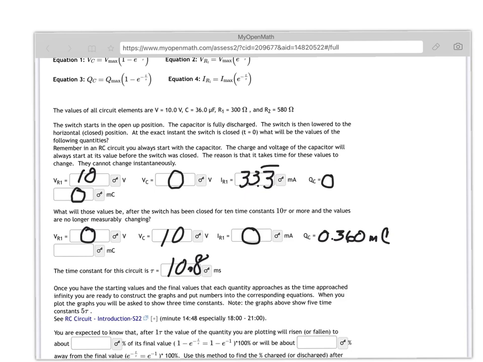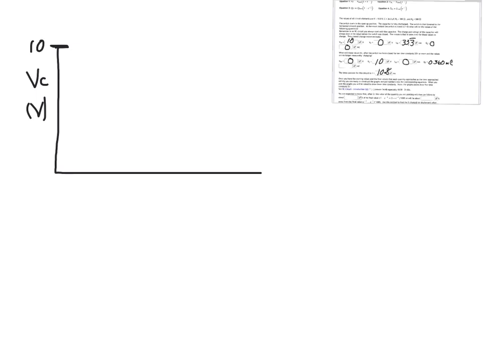So I'm going to change the screen, but save those numbers. Let me walk you through the first graph. First we draw the axes. We put in the maximum value. I'm doing VC, so I label this axis VC. Notice all the steps. You're going to have to do this. I put the units in parentheses. It's volts. I put in the maximum value. Remember, it'll never reach that value. I draw a dotted line. It's going to approach that value.